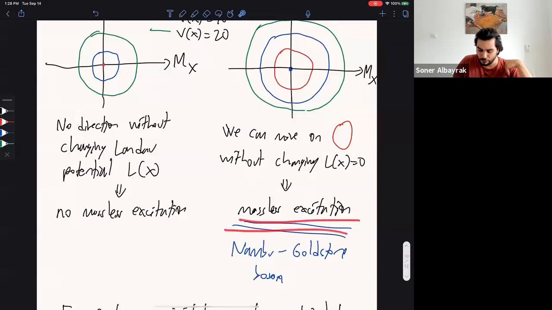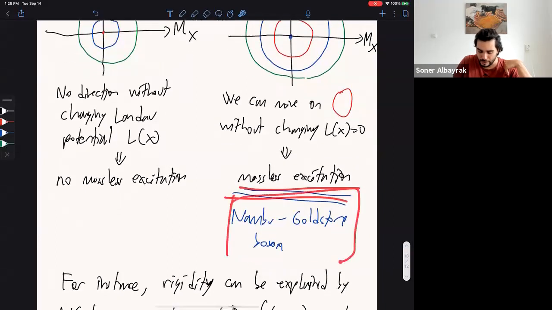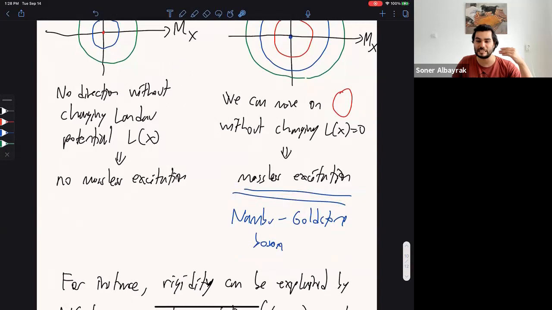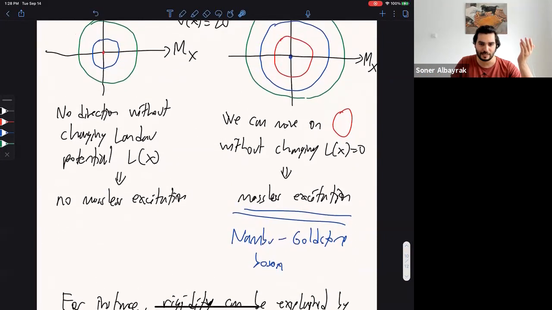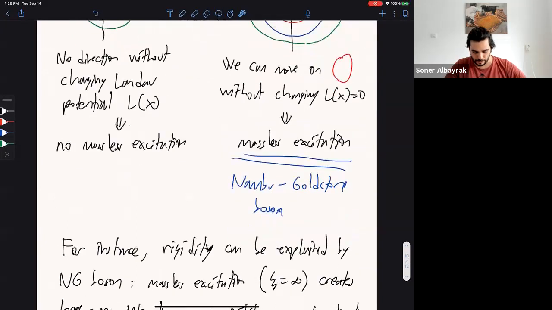So massless excitations of this form are called Nambu-Goldstone bosons, which is actually the same bosons that the Higgs mechanism creates. And these are eaten by the gauge fields, giving gauge fields mass, which kind of explains the mass in the universe in the standard model, and so on and so forth. But in this context, this is simply the fact that we can move without changing the potential. Okay, so this was all good.